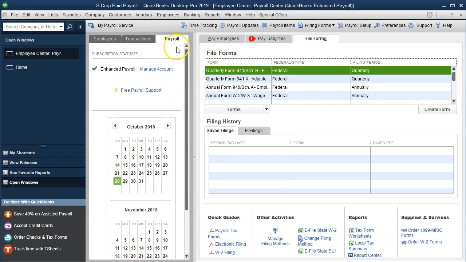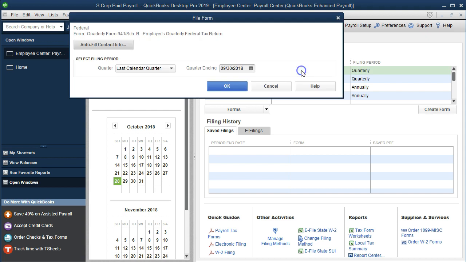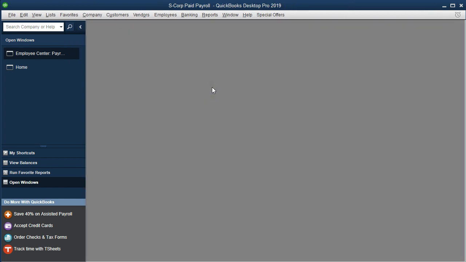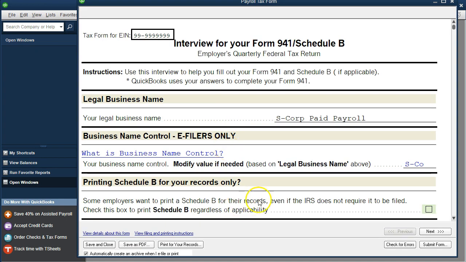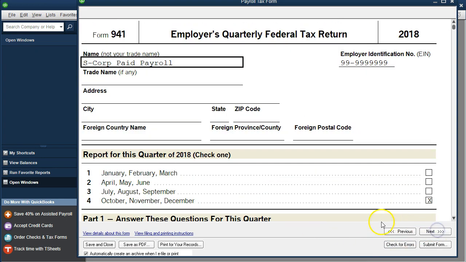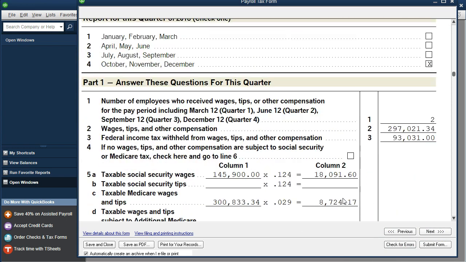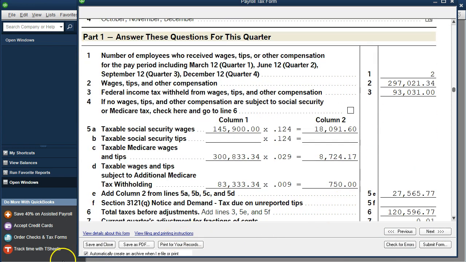We're now in the Employee Center Payroll tab, File Forms. We're going to be in the 941 and take a look at the calculations so far. We are in the fourth quarter ending on 12/31/18, December 31st, 2018 for our problem. We're going to say OK, process those forms. I'm going to say next and see the calculations we have for the fourth quarter of the 941s.